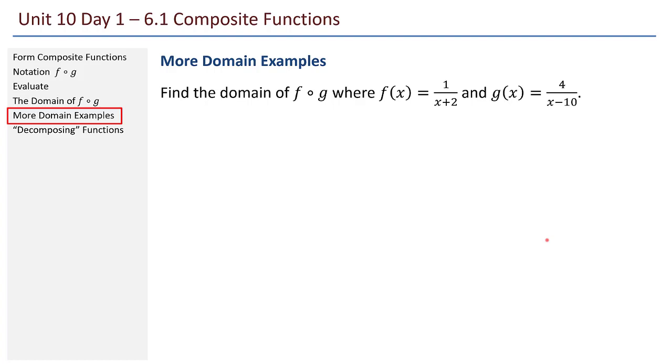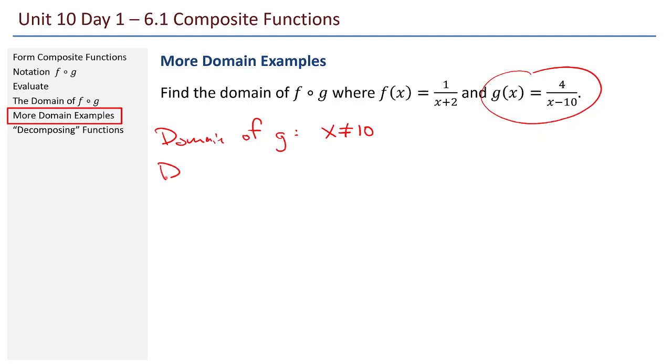Let's give this idea another try. Find the domain of f of g, where f of x equals 1 over x plus 2, and g of x equals 4 over x minus 10. So I start with the g of x, in fact, because that's the inside function in f of g. So the domain of g of x, we'll say x is not equal to 10. So basically, I can throw anything I want in there except x equals 10.